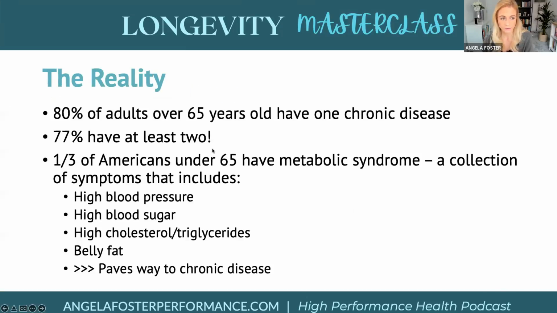So the reality is, unfortunately, that 80% of adults over 65 years old have one chronic disease. The scary thing is that certainly in places like the US, 77% of them have at least two. And this is because when you develop one, you're more likely to go on to develop another one, because it's the same things that are causing these diseases. So the same things that cause heart disease also cause diabetes, also can cause cancer.